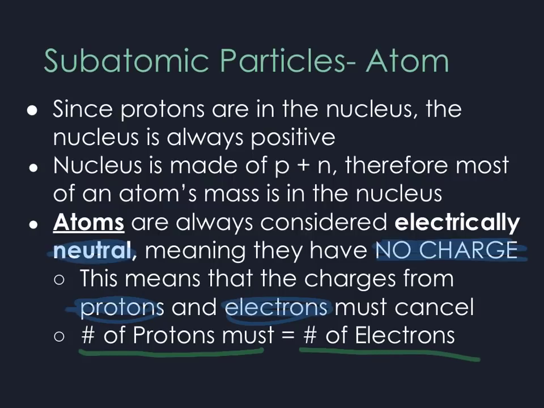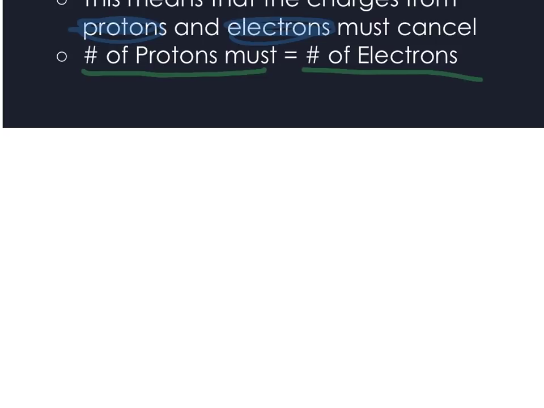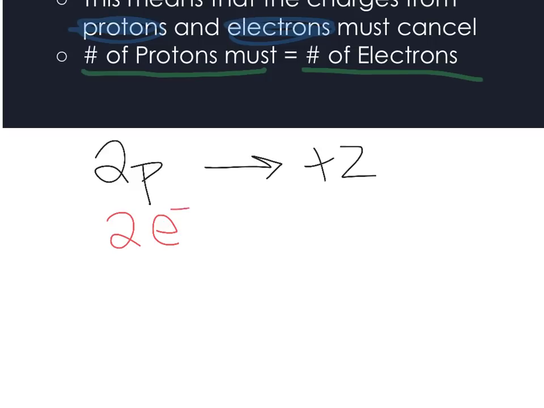So let's take a look at what this means. If I'm going to do some math here, let's say I have an atom with 2 protons. That means the atom's nucleus has a +2 charge. Now I have 2 electrons. That means the electron cloud gives you a -2 charge. Those are going to cancel each other out and give the atom a charge of 0. So the protons and electrons have to cancel each other out every single time for an atom.